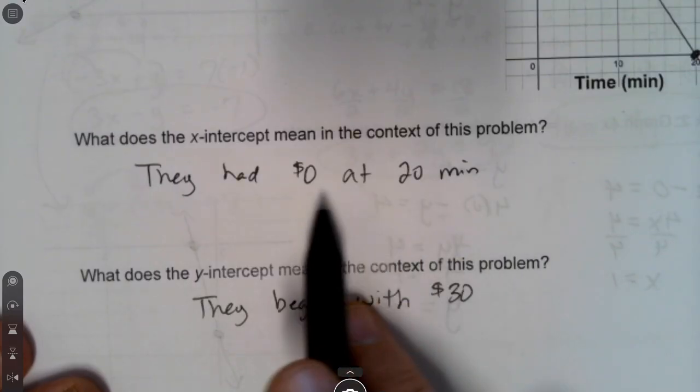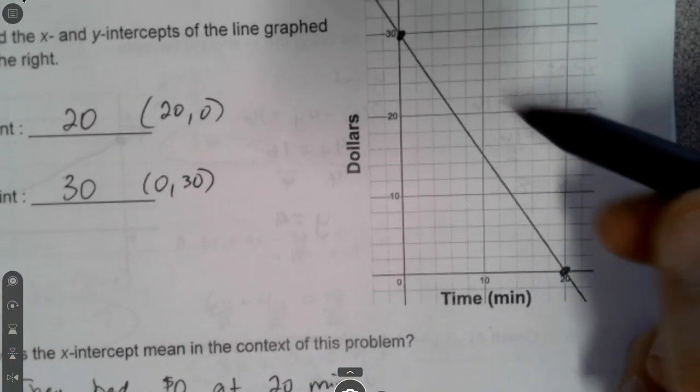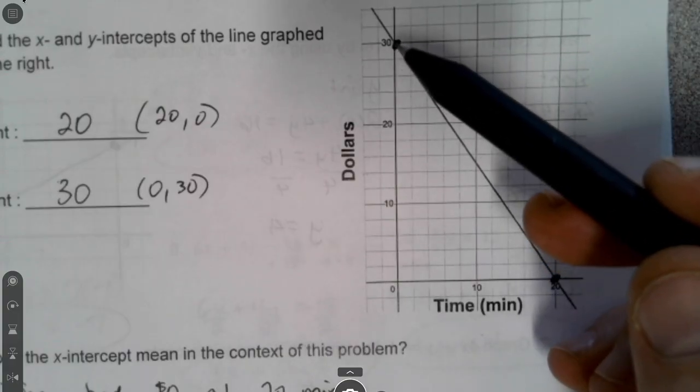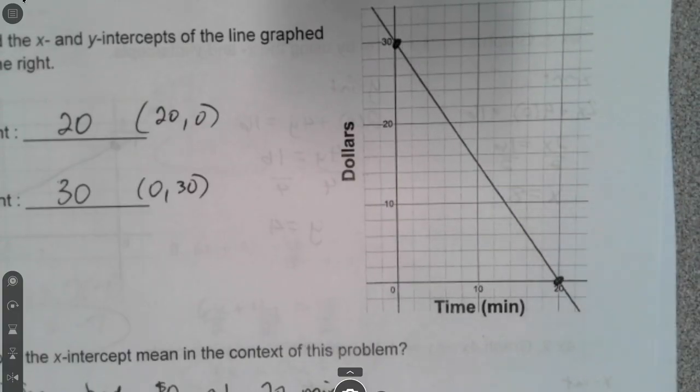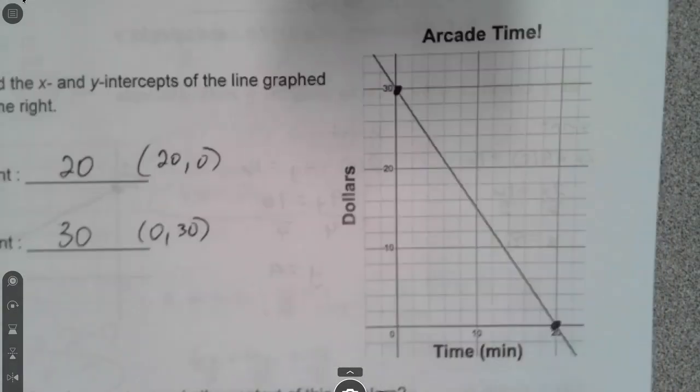20 minutes later, they'd spent all their money. That's what this graph is really showing. When they started, they had $30, and over 20 minutes, they spent all their money at the arcade.